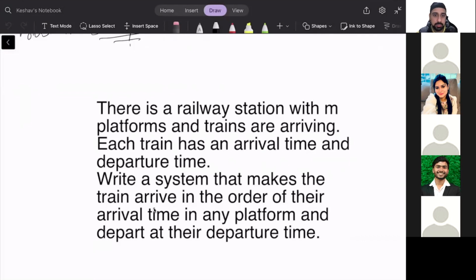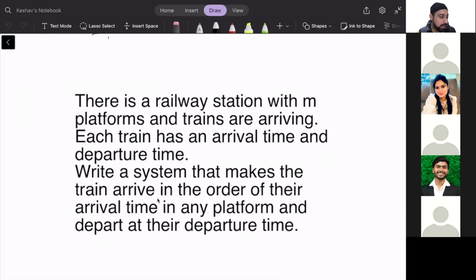So yeah, the problem is, sorry, there is a railway station with M platforms and trains are arriving. Each train has an arrival time and a departure time. Write a system that makes the trains arrive in the order of their arrival in any platform and depart at their departure time.